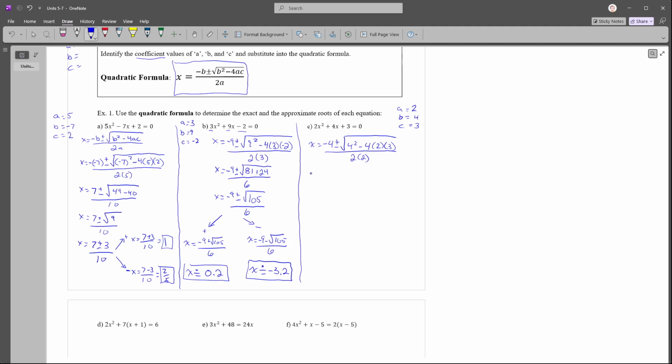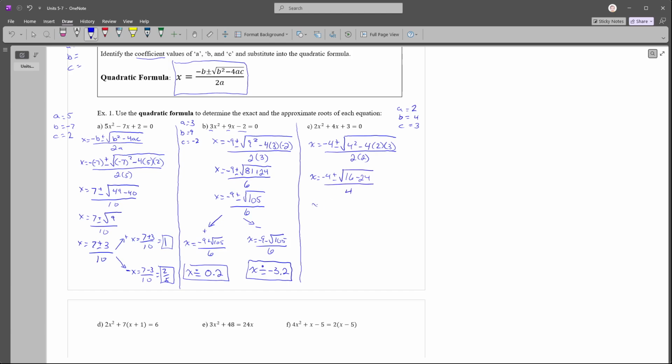All right, so let's put everything together. So x is equal to negative 4 plus or minus the square root. Now we have 4 squared, which is, of course, 16, minus 4 times 2, which is 8, and 8 times 3, which is 24, so minus 24. And that whole thing is over 4.